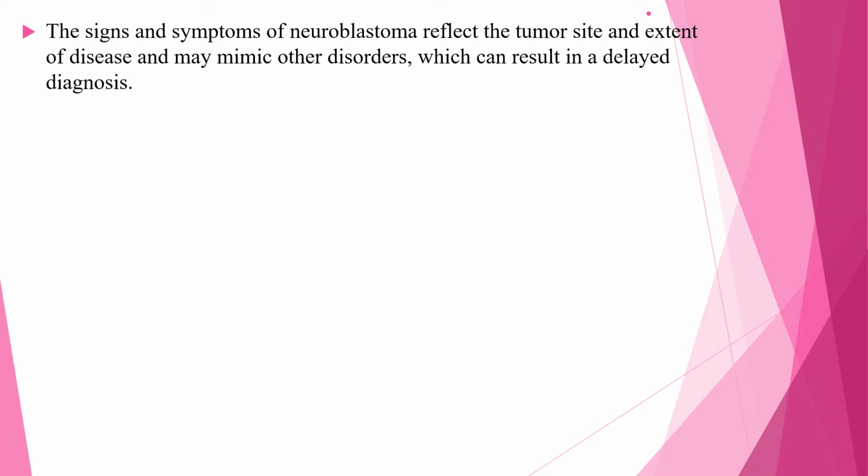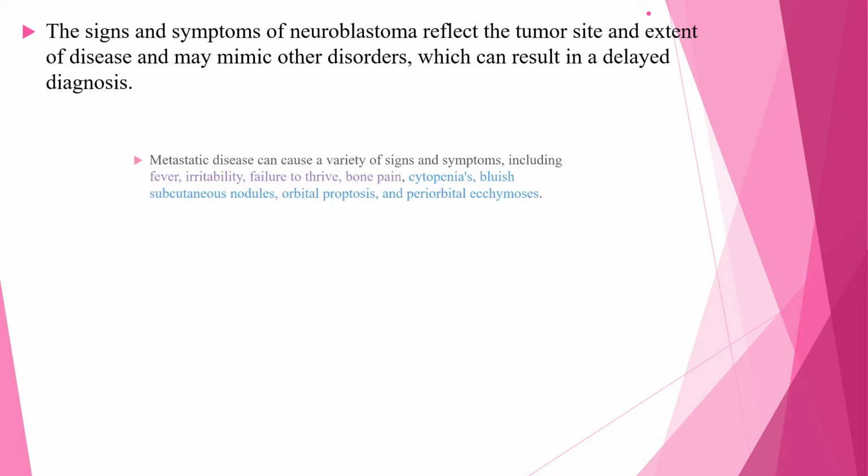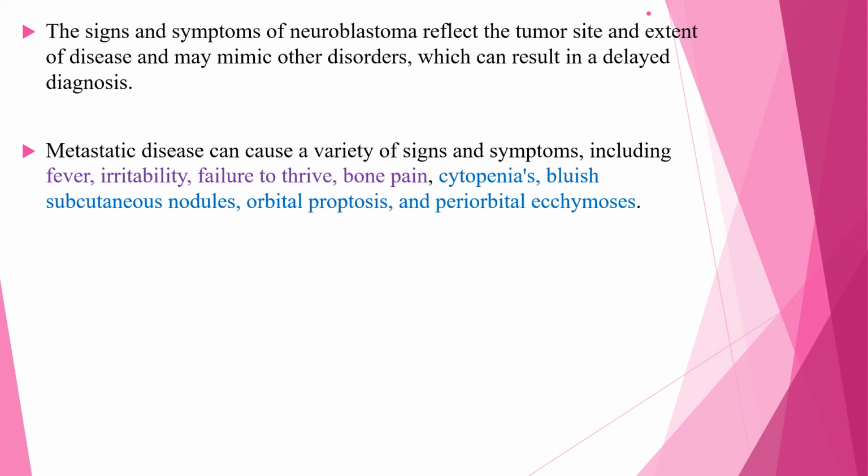The signs and symptoms of neuroblastoma reflect the tumor site and the extent of disease, and it might mimic other disorders, which can result in a delayed diagnosis. Metastatic disease can cause a variety of signs and symptoms, including fever, irritability, failure to thrive, bone pain, cytopenias, bluish subcutaneous nodules, orbital proptosis, and periorbital ecchymosis due to infiltration of periorbital fat tumors.